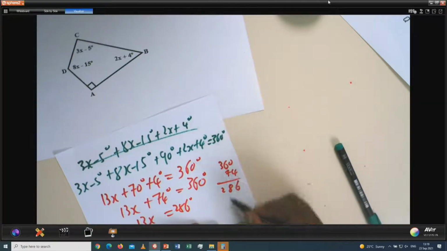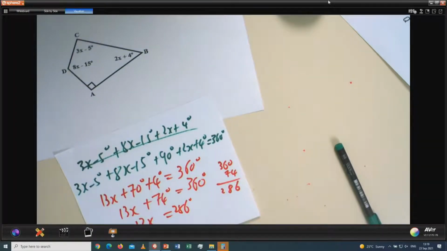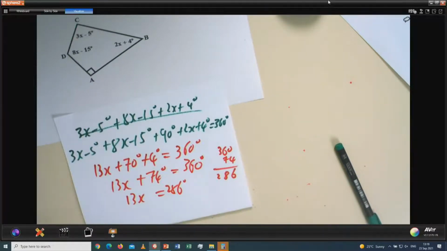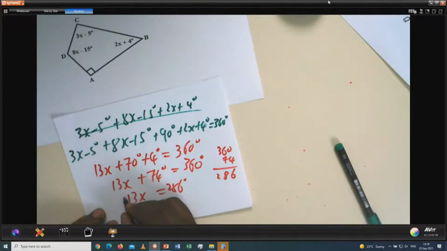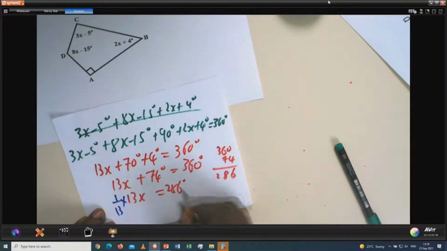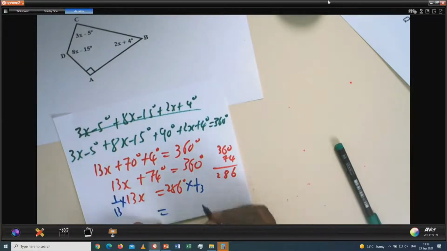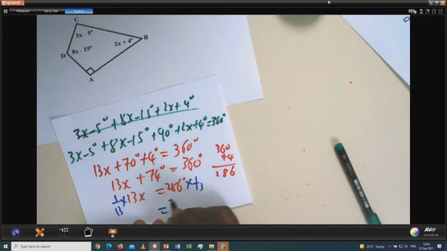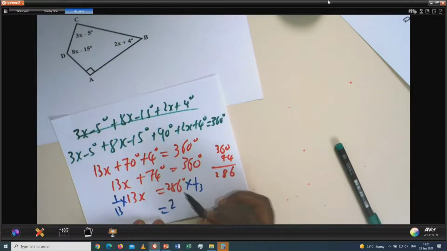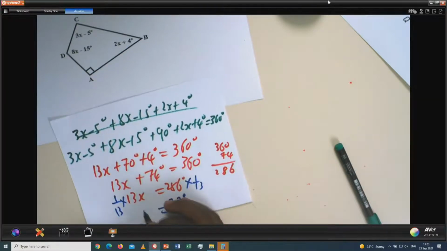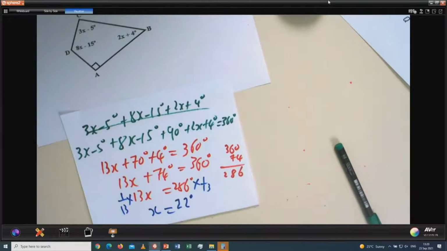286. Then our inverse, don't forget our inverse. We were interested in x, therefore we multiply by the inverse on both sides. Right? How many 13s in 28? 2 of them. Make 26, and you're left with 2, and then 26, another 2. Therefore, x is 22 degrees. 22 degrees.